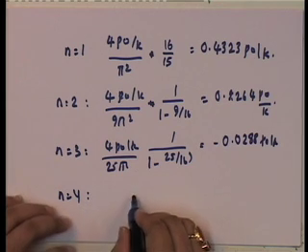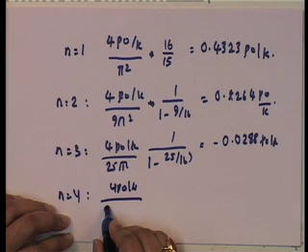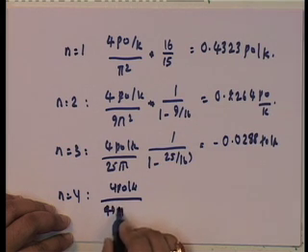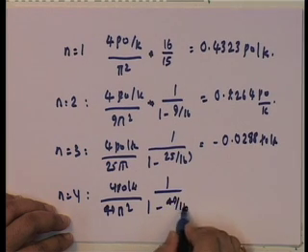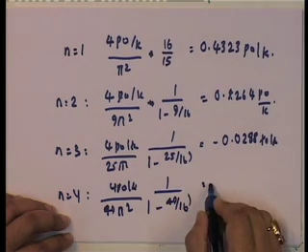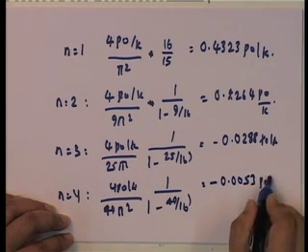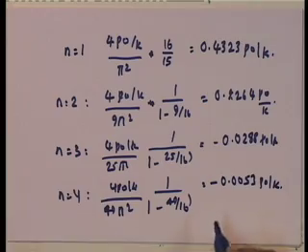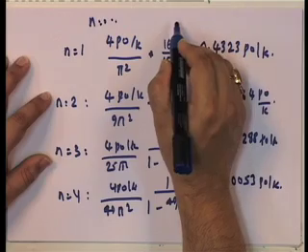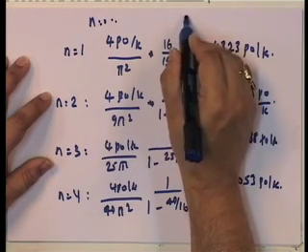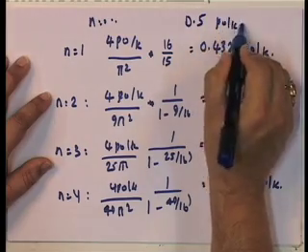n equal to 4: 4 p naught upon k into 49 pi squared, 1 upon 1 minus 49 by 16. So, this becomes minus 0.0053 p naught upon k. And n equal to 0 is equal to 0.5 p naught by k.